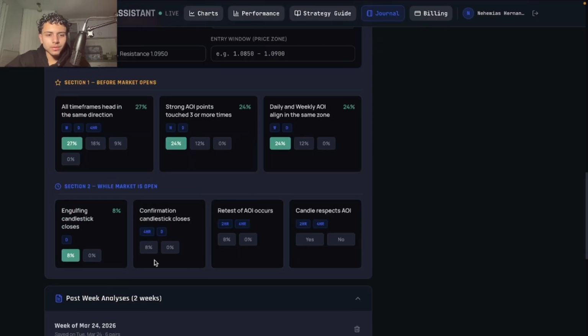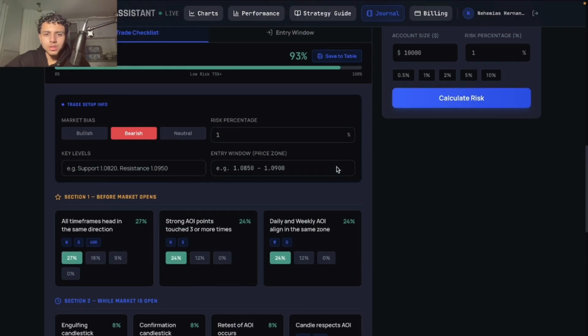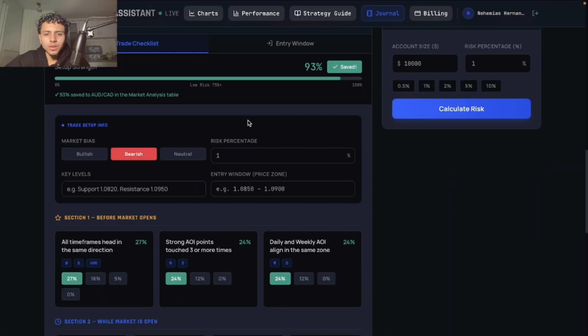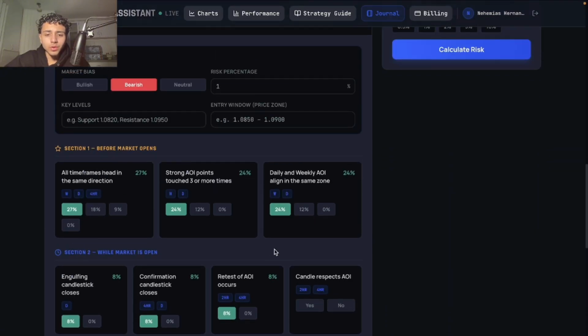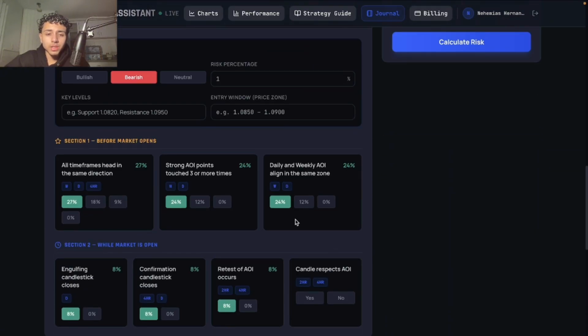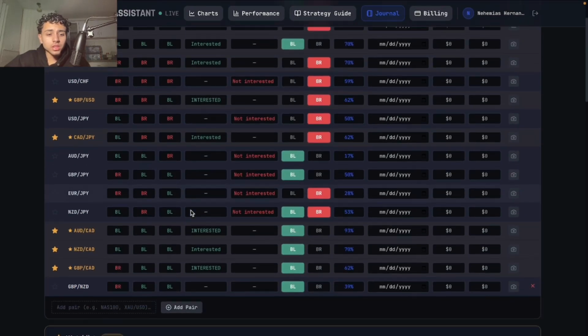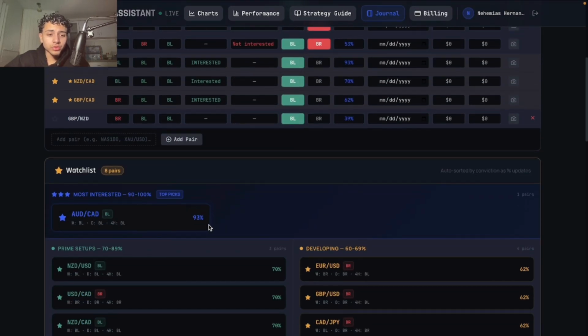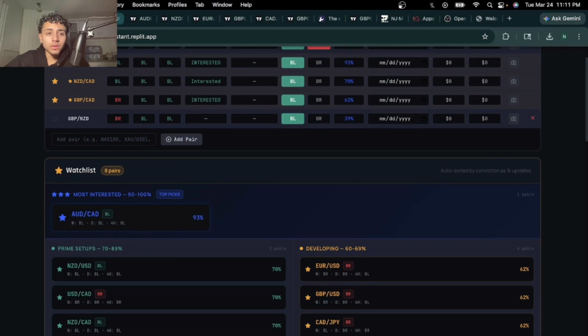I'm gonna fix that right now, but I don't have time to fix that now. So let's save this to the table. Well, that's saved to the table, right? So we're still waiting for the candlestick to respect the area of interest. So currently NCD AUD CAD is at 93%, but we're still waiting for that confirmation.